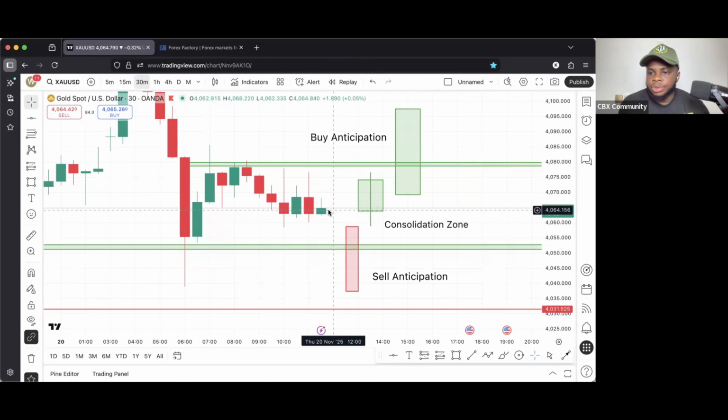Let's see what the candle wants to do. It went up to create this wick right here. So let's see if the candle will continue to come down to break its low, for it to break the low of this bearish candle over here. So let's just be patient.